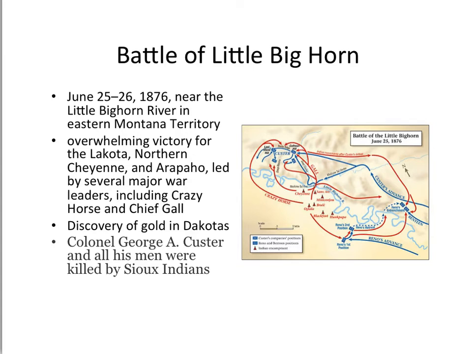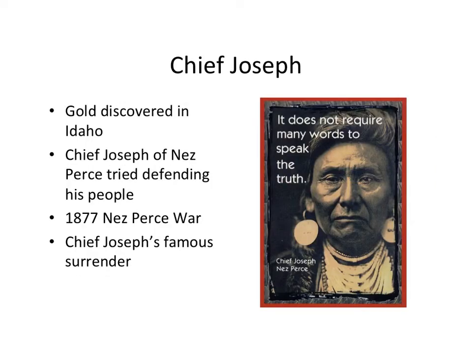So June 25th through the 26th, 1876, near the Little Bighorn River in eastern Montana Territory, there was an overwhelming victory for the Lakota, Northern Cheyenne, and the Arapaho, led by several major war leaders, including Crazy Horse and Chief Gall. One of the things again that provoked this was the discovery of gold in the Dakotas. So Colonel George A. Custer and all of his men were killed by Sioux Indians, and we'll talk about the 7th Cavalry in class a little bit.